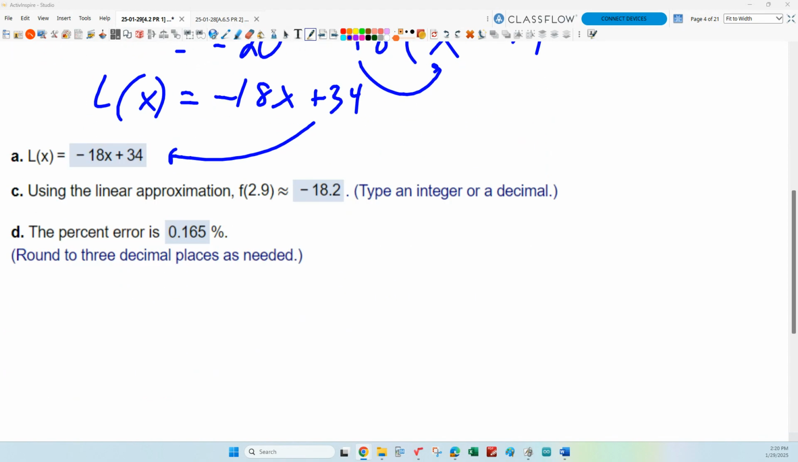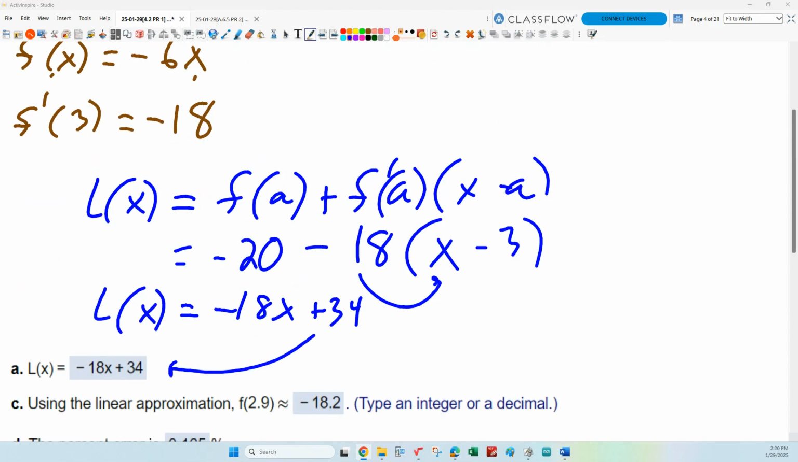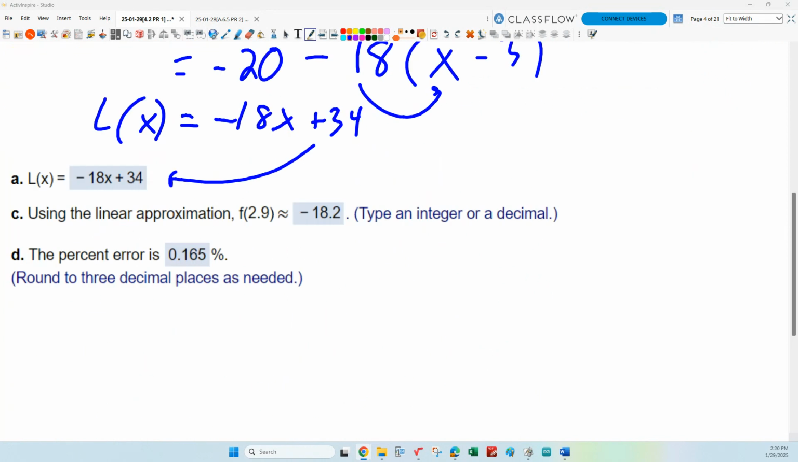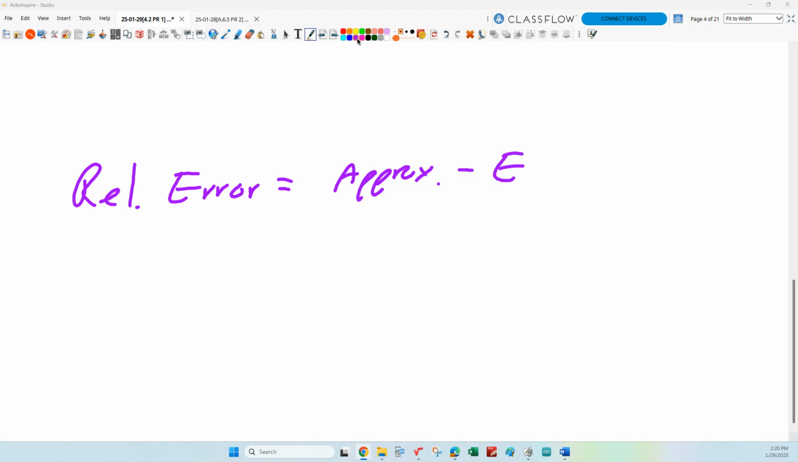So what's the percent error? How do we calculate percent error? Okay. Yeah, so this is really key, right? So really this is what we call relative error. So relative error is going to equal our approximate value minus our exact value compared to our exact value, right? How far away is the approximate value? Okay.